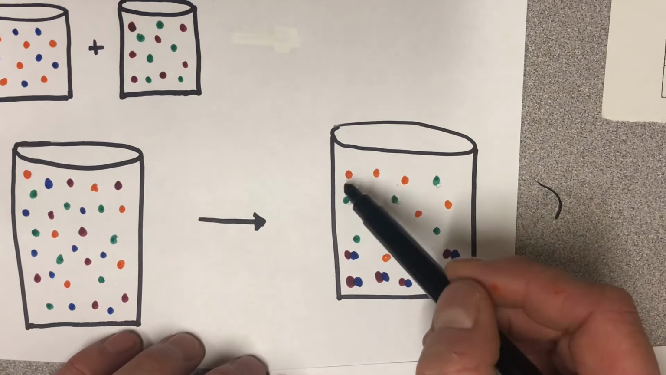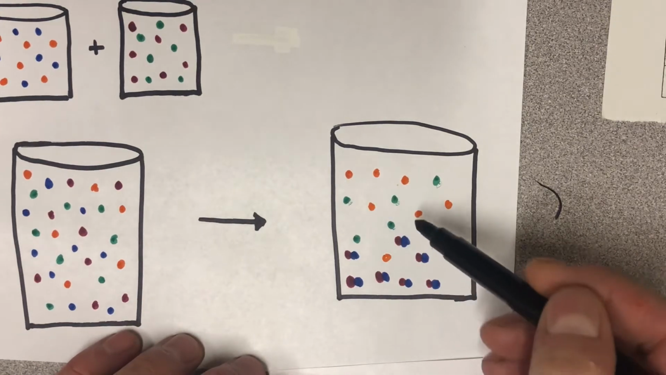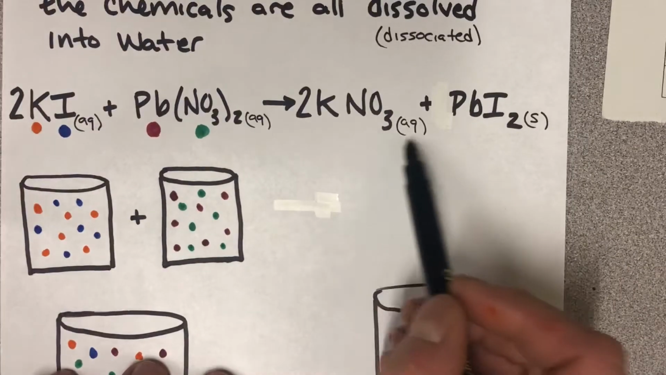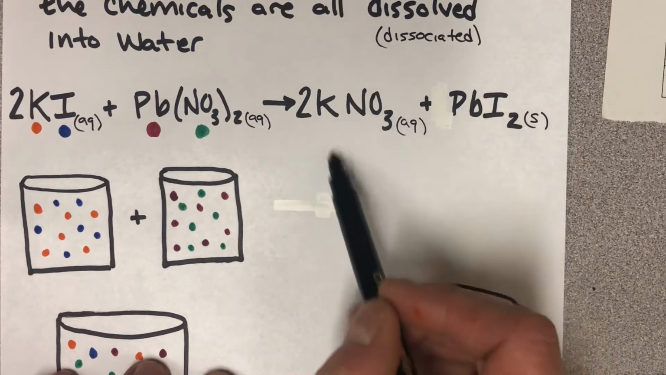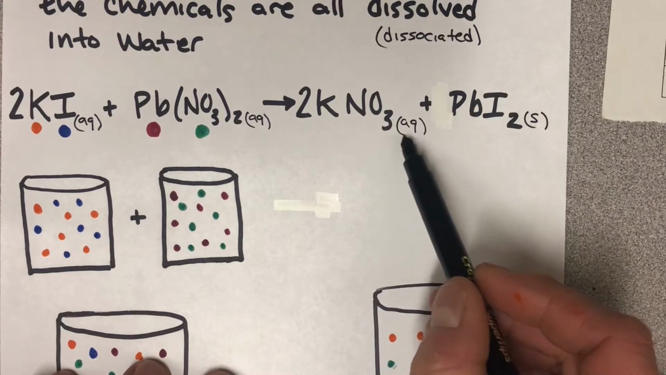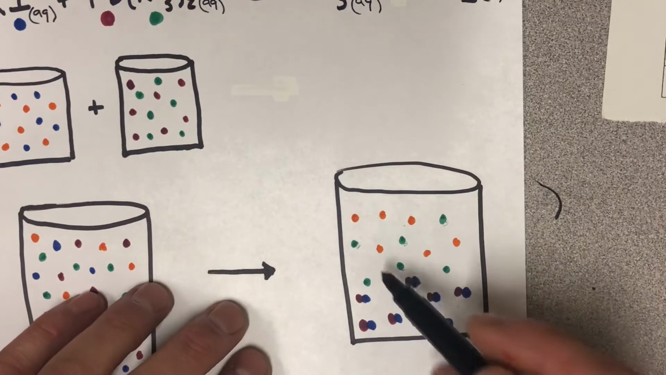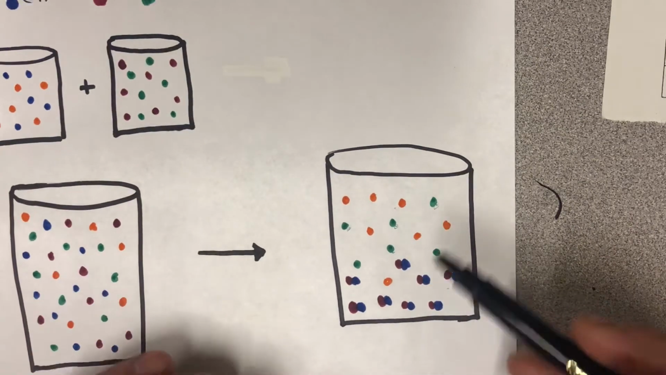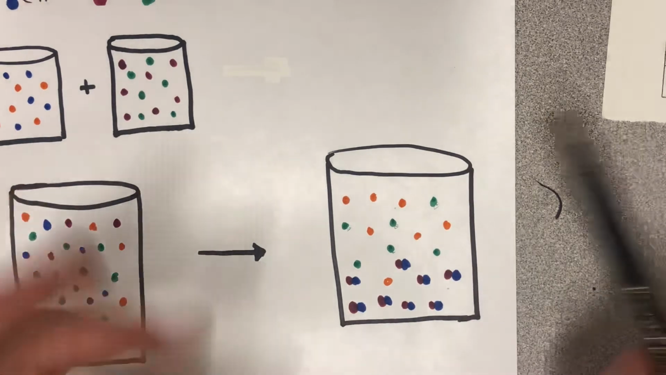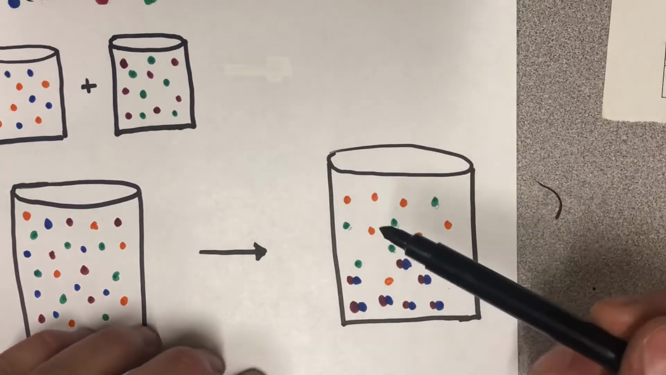And the potassium and the nitrate ions actually stay in solution. That's what this is up here. So your potassium nitrate in aqueous solution means that the potassium and the nitrates are still floating around separate from each other. And we still call it a product because that's how it would work in a double replacement.